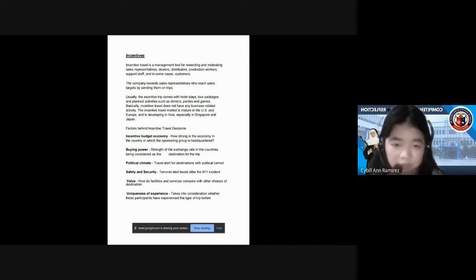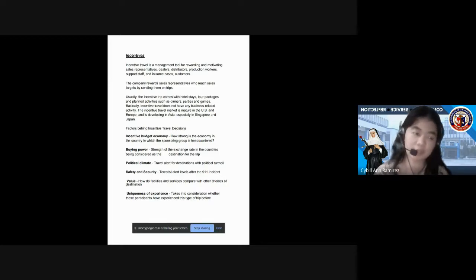So political climate, travel alerts for destinations with political turmoil. Safety and security, so terrorist alert levels after the 9/11 incident. So sometimes it is not highly advised to have incentive travel, especially if your company is quite sensitive when it comes to the safety and security of its employees, especially if the destinations are really not that safe, no?